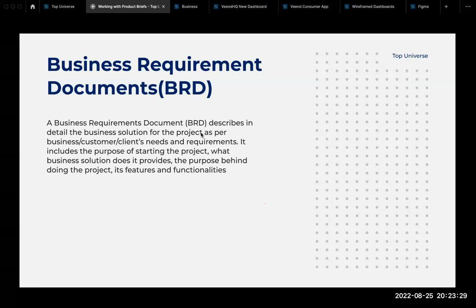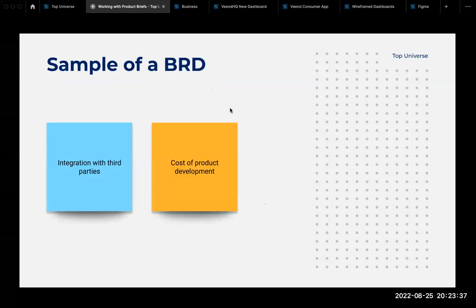So a business requirement document states all those things that this business needs for this product to fly. So then integration with third parties, then cost of product development. So that's what a business requirement document can contain.